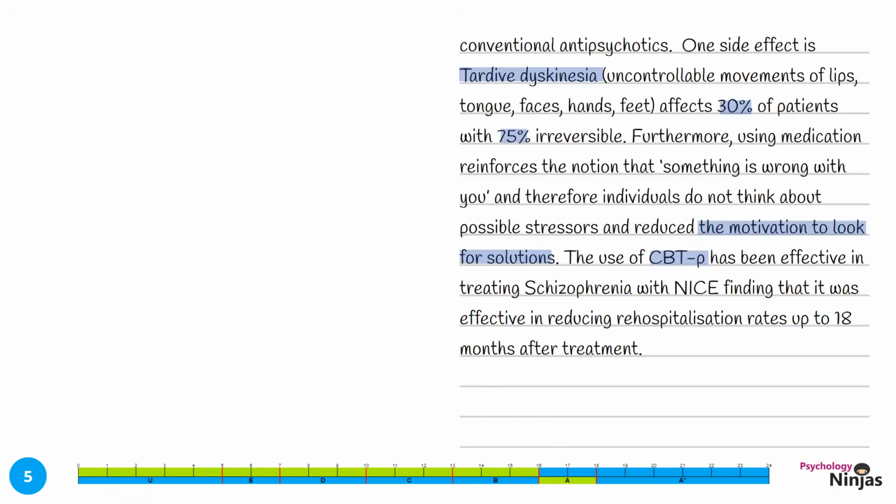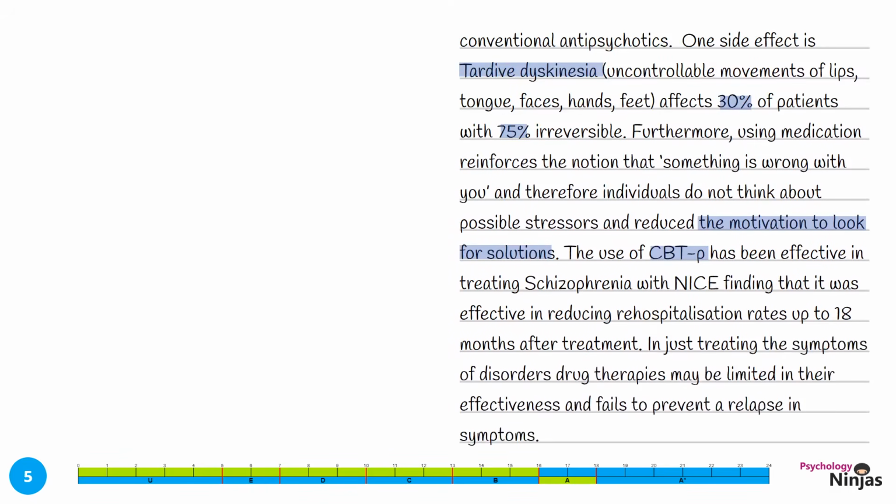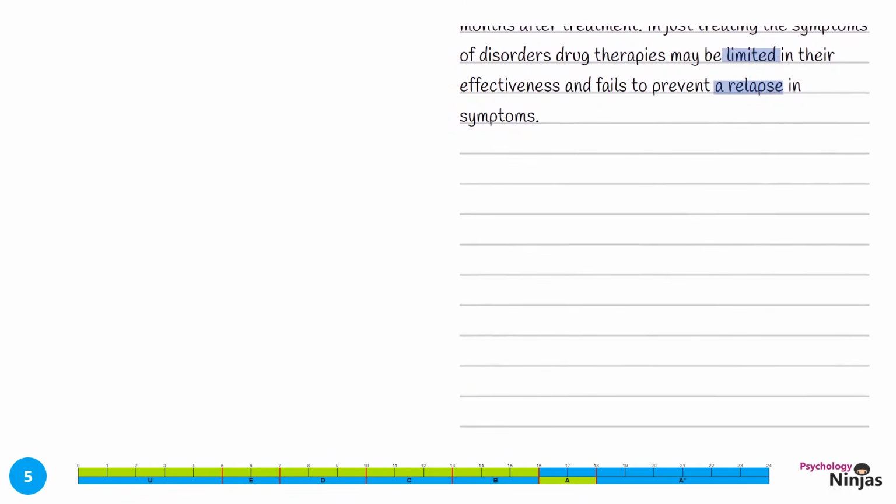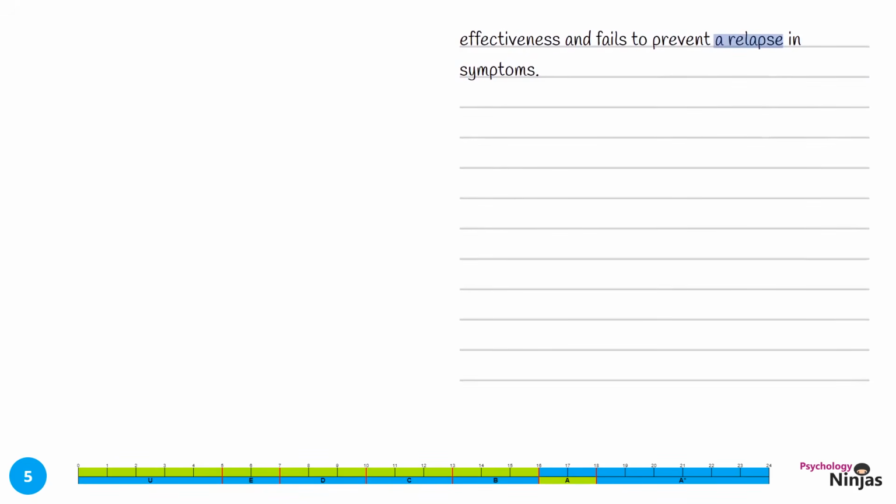It's time to complete our discussion by looking at another judgment. In just treating the symptoms of disorders, drug therapies may be limited in their effectiveness and fail to prevent a relapse in symptoms. We've clearly discussed the limitations of this and that it might prevent relapse, so as soon as we stop taking the drug therapies, the symptoms might return. Let's complete our response with some concluding remarks.